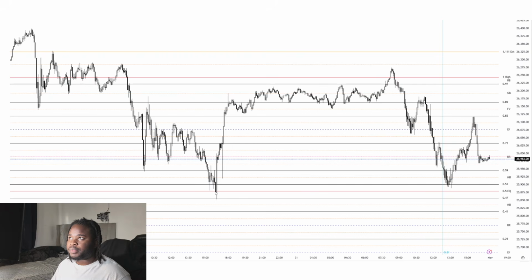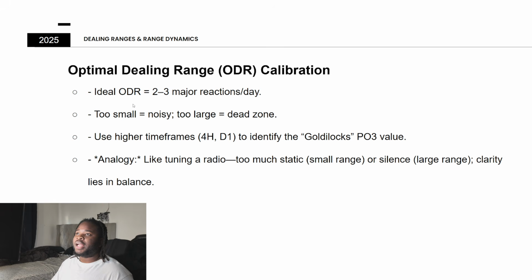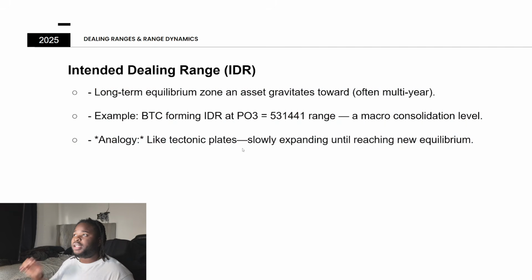Versus during this session, the Asian session, you see this is a very small range. Not enough touches are going on between the actual GB levels. You can't get a good read. So in this case, you might want to go down to a smaller PO3 for a more optimized dealing range. Okay, and that's what this is for, this optimized dealing range.